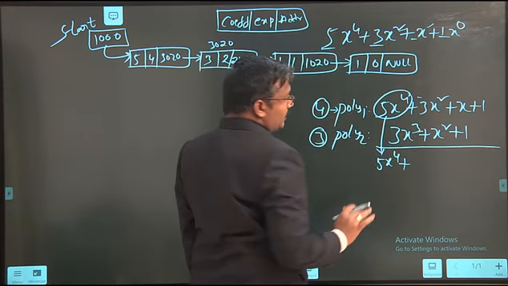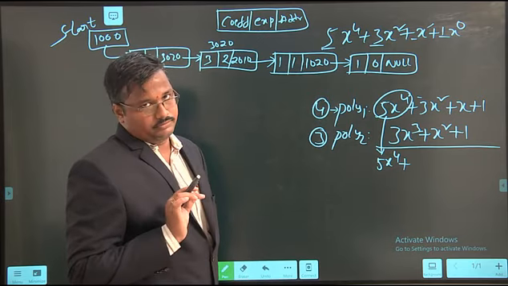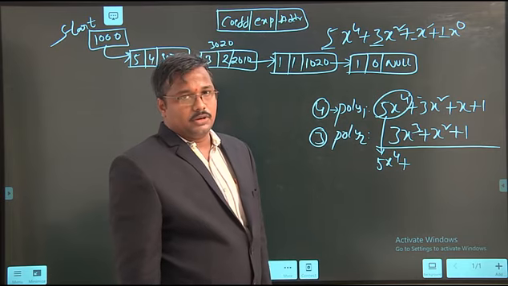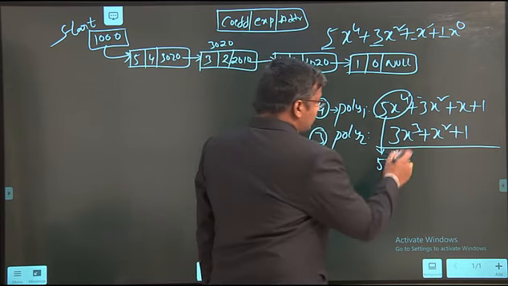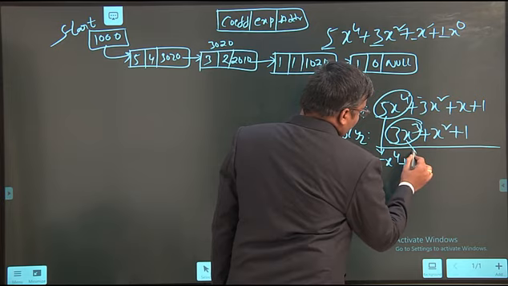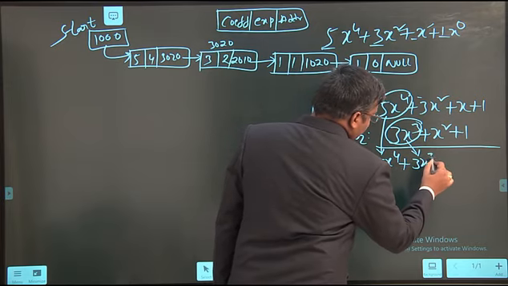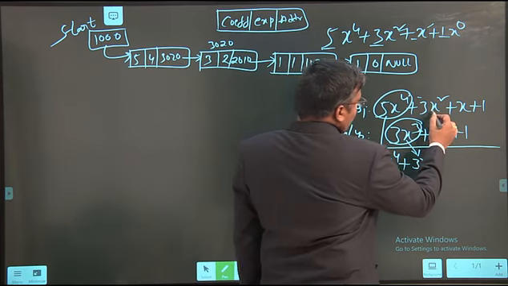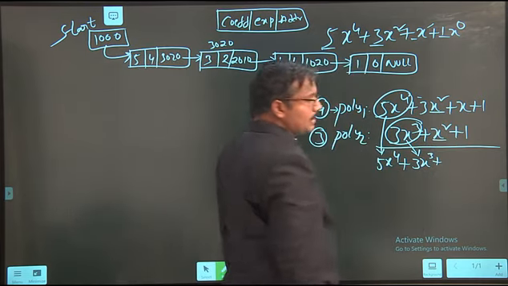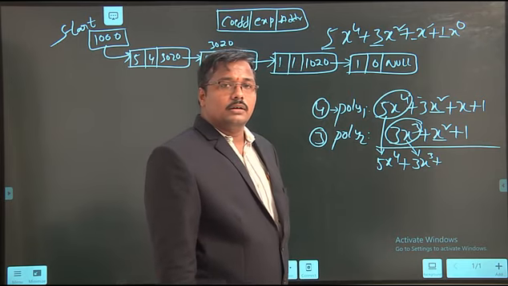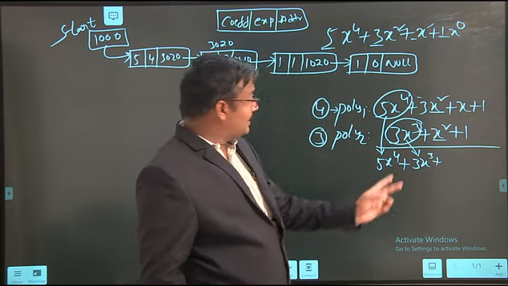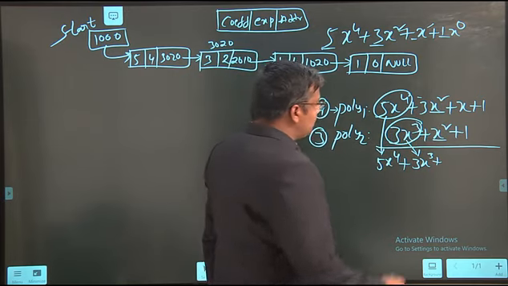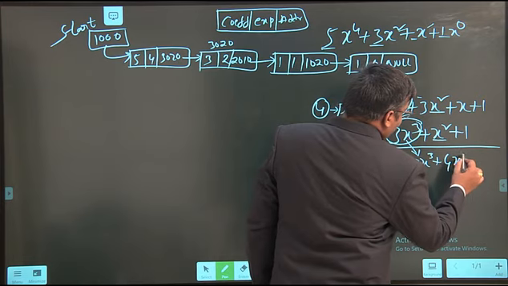Next, the third degree term is not present in the first polynomial, but the x cube term is present in the second polynomial. So simply copy the same here. Next, the next term is x square. When both polynomials have the same exponent, just add the coefficients. What is the resultant term? 4x square.